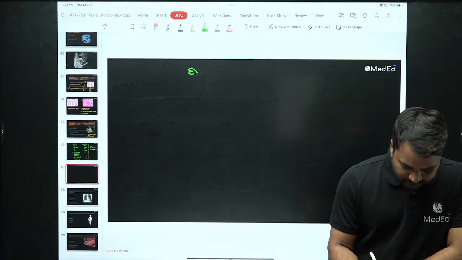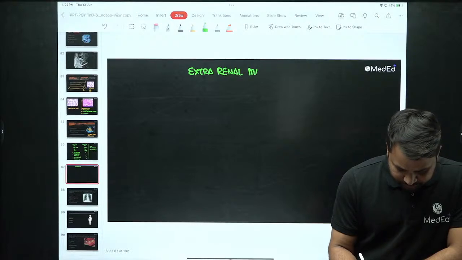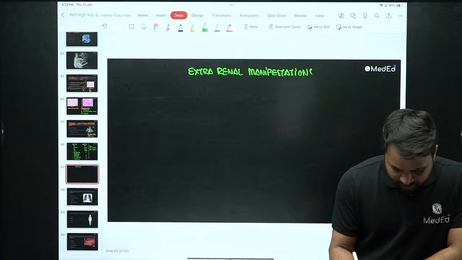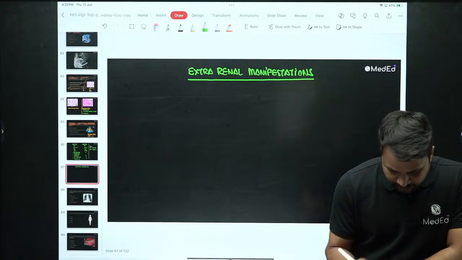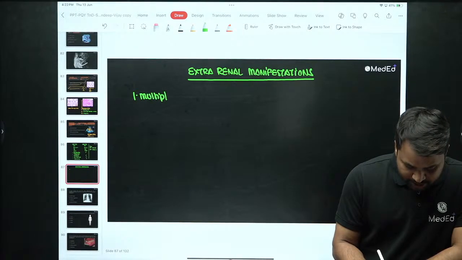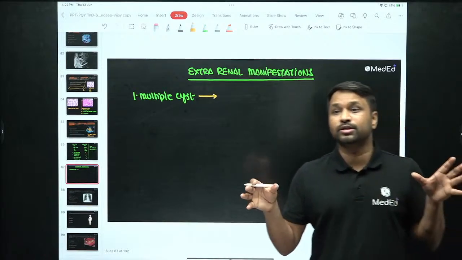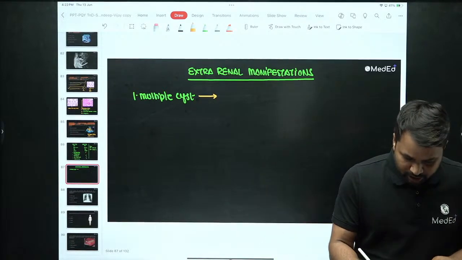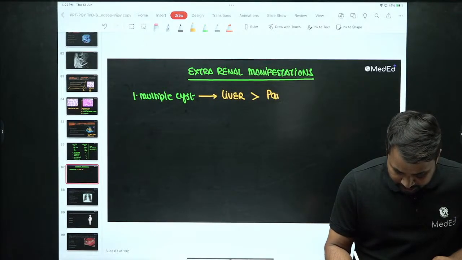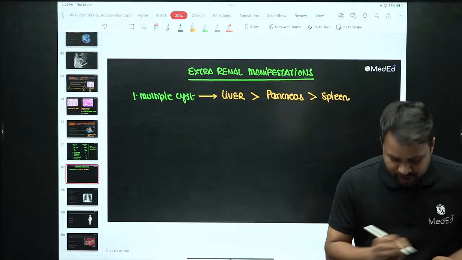So, when you talk about the extra renal manifestations seen in polycystic kidney disease, number one, there will be the presence of multiple cysts. If a kidney has multiple cysts, the probability of having multiple cysts in other organs also increases. So, what are those? There could be multiple cysts. Most commonly, it will be seen in the liver. If not there, then in the pancreas. If not there either, then the answer would be the spleen.